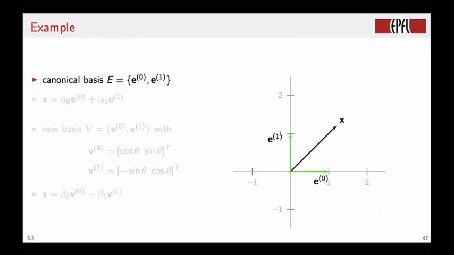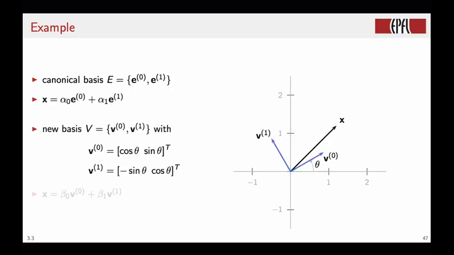Let's actually verify it algebraically. We start with a canonical basis, E0 and E1, just as before. We write x as a linear combination of E0 and E1. And we go to a new basis. The new basis is V0 and V1. It's an orthonormal basis. You can verify that these are at a right angle. And this basis is given by V0 is cosine theta, sine theta, V1 is minus sine theta, cosine theta.